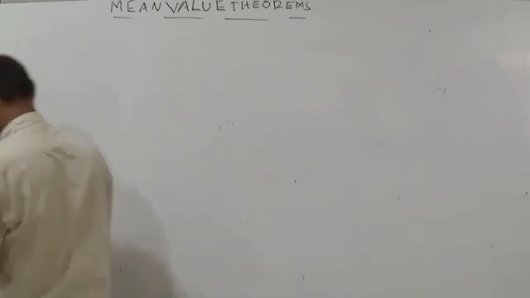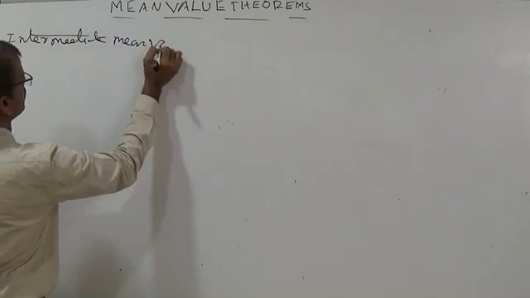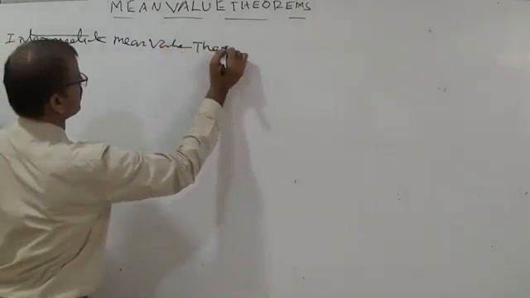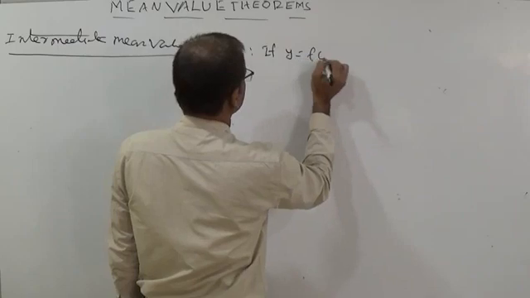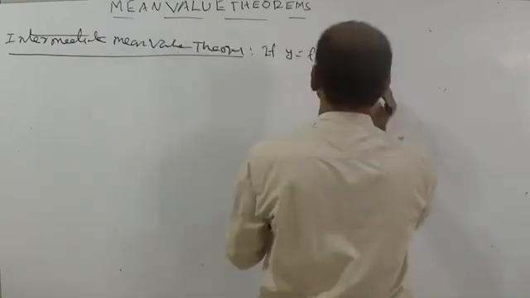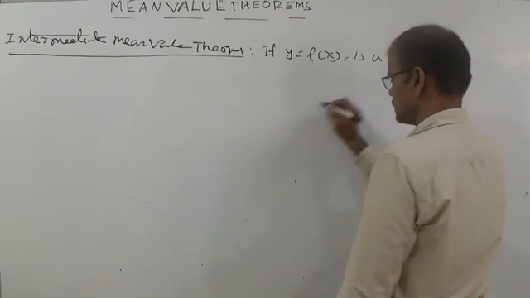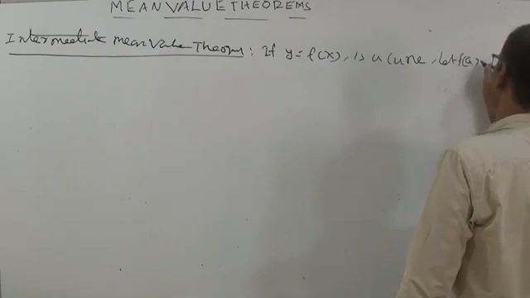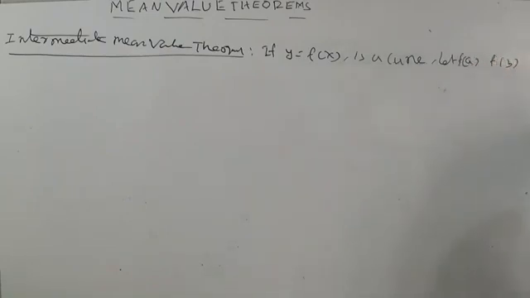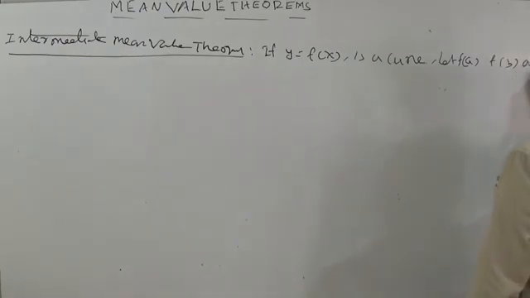Intermediate mean value theorem. If y is equal to f of x is a curve, let f of x be a continuous function. Let f of a comma f of b be two points.